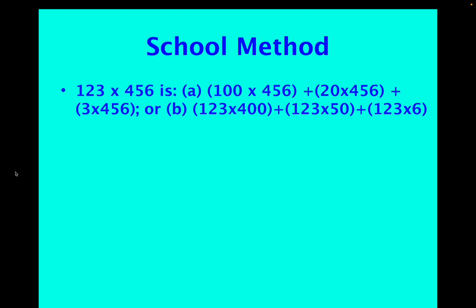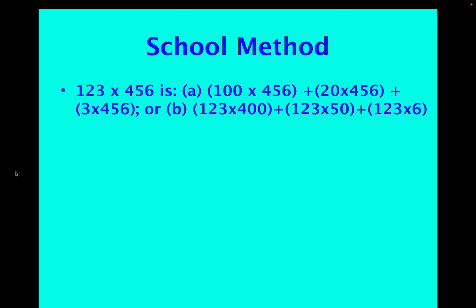Okay, so in this video, we are going to be looking at the school method. The school method is done by taking one of the two numbers and deconstructing it into individual digits and then multiplying each of those digits by the other number. So if we're multiplying 123 and 456, you pick one of the numbers, separate each of the three digits, and multiply each of those digits separately by 456.